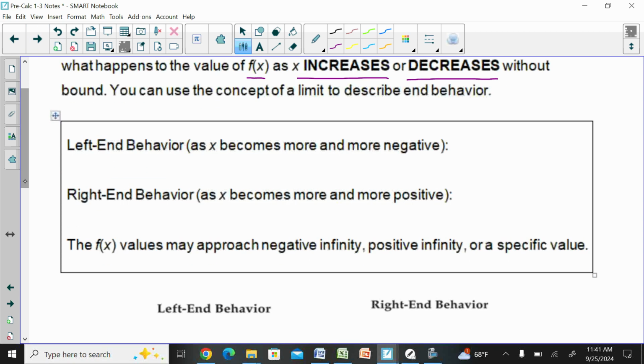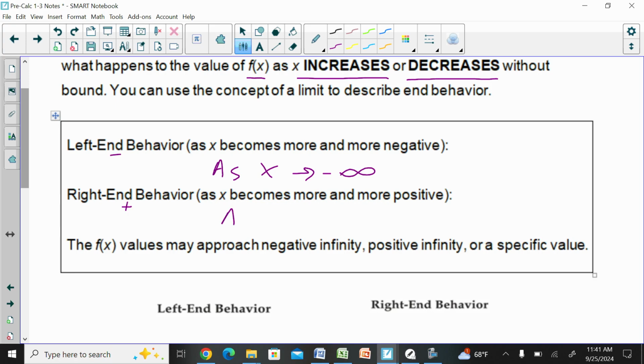All right, so left end behavior, that's the left side. That's when x becomes more and more negative. A lot of times we write that as x approaches negative infinity because you're getting farther and farther negative on the left side. And then right end behavior, that'd be the right side. Remember, right is positive for x, left is negative.